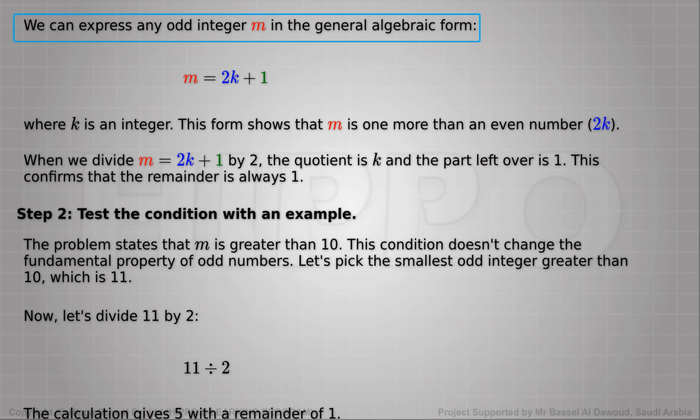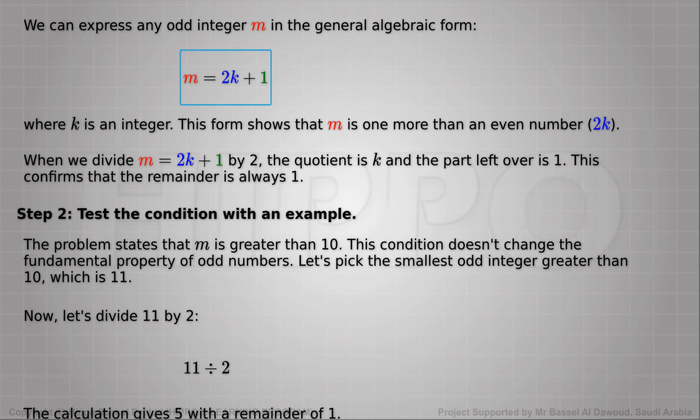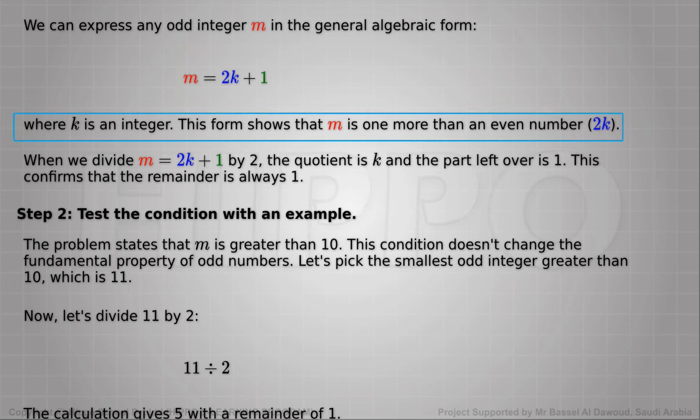Now let's express this idea using algebra. This is a very powerful way to represent number properties. As the text shows, we can write any odd integer, which we're calling m, in the general form m equals 2k plus 1. Here, k can be any integer. Think about it. 2k is always an even number because it's a multiple of 2. So if you add 1 to any even number, you are guaranteed to get an odd number. This formula is the algebraic definition of an odd number.